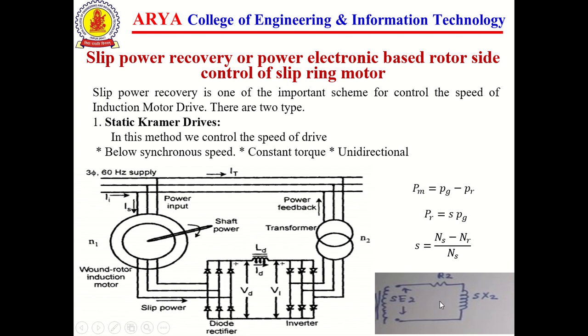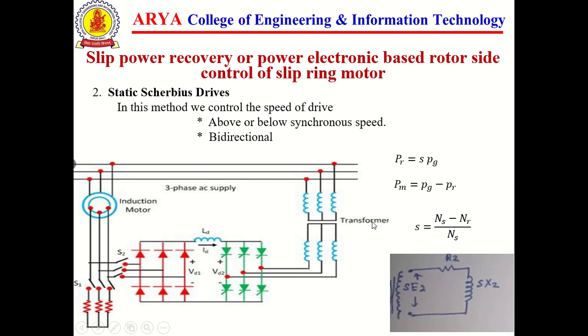So here is basically the principle of working of an induction motor. Here the induced EMF is S times E2. So these are all the parameters affected by slip. Now come to the second method. Here we talk about slip power recovery, or power electronic rotor side control of a slip ring induction motor by the static Scherbius drive. This is the second method for controlling the speed and torque of a slip ring induction motor.